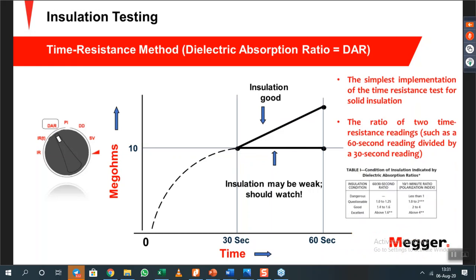And for the assessment, you can refer to this table here. So for the DAR, it is excellent if you got a number of 1.6 and above. It is good if it is 1.4 to 1.6, then it is questionable if it is 1 to 1.25.